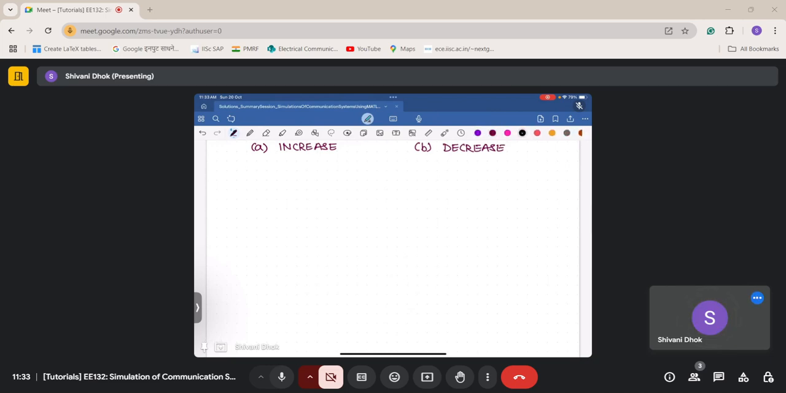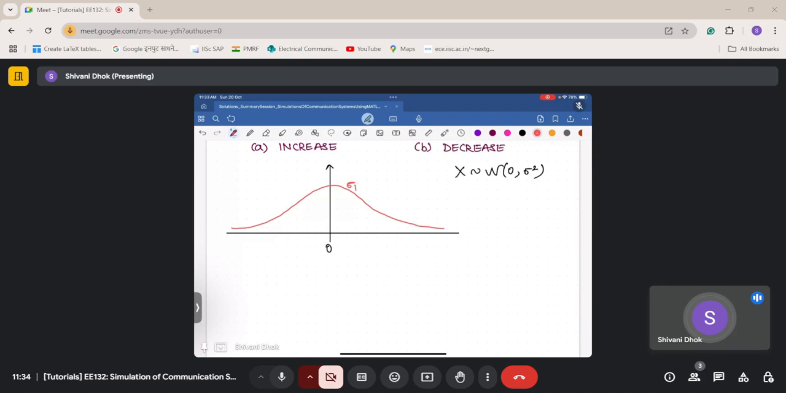So with the help of the PDF. Let's say x is a Gaussian random variable with, for the sake of convenience, mean 0 and variance, let's say, sigma square. So this is the 0 axis, and it has some variance. So this is its PDF. Now suppose I reduce its variance. So this is for sigma 1.